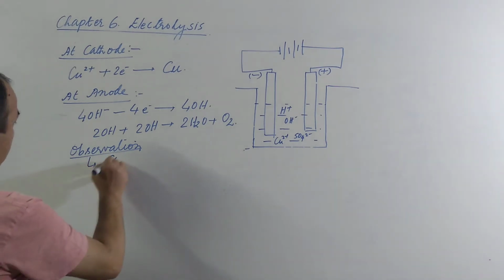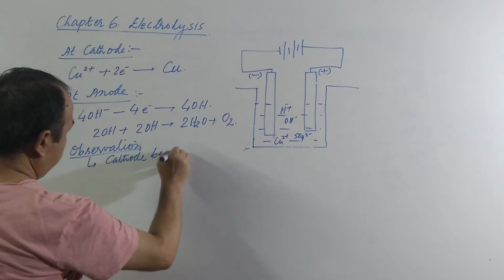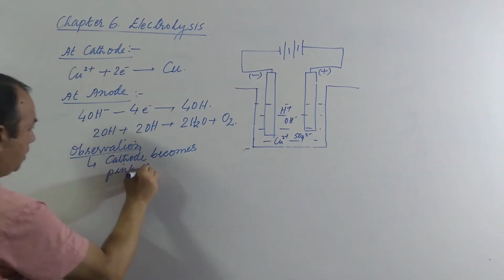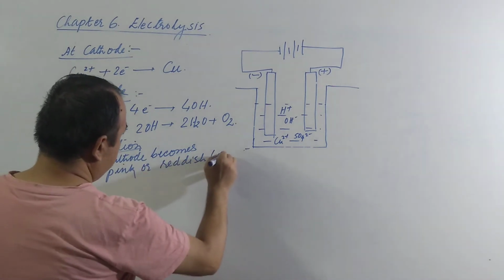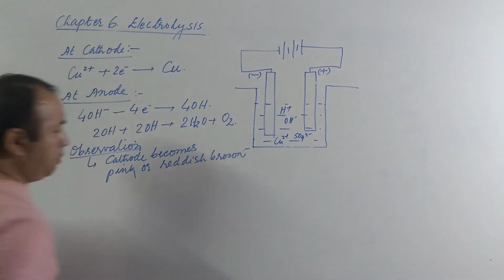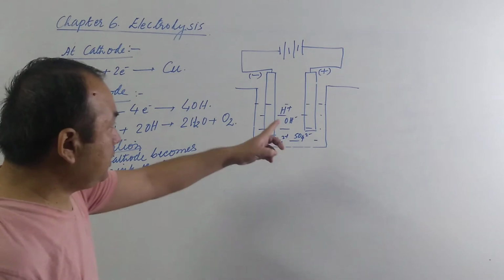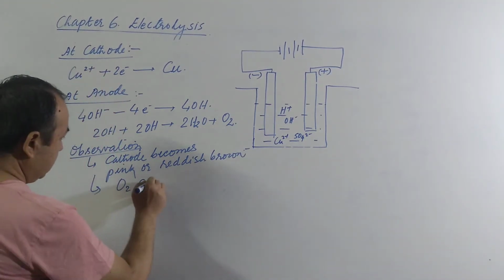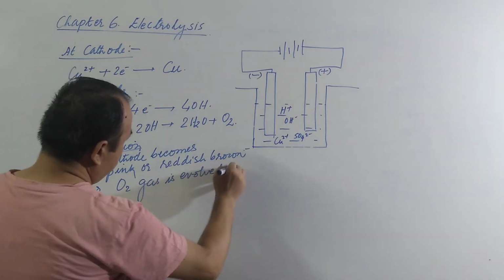So the cathode becomes pink or reddish brown, due to the deposition of copper atoms. And then at the anode, what we see is that oxygen gas is evolved. Oxygen gas is evolved at the anode.